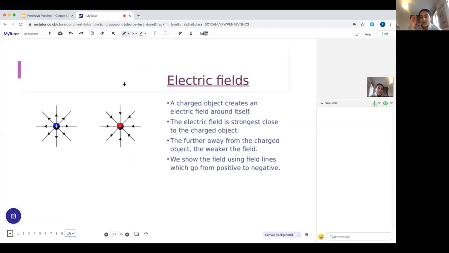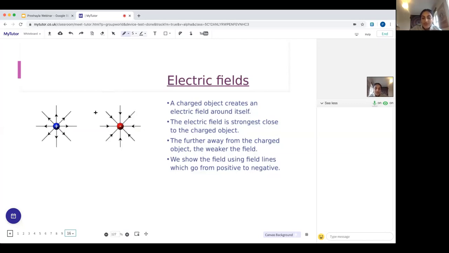If we were to have a single charged object on its own, that's going to create an electric field around itself. So a charged object creates an electric field around itself. The electric field is strongest close to the object and weakest when it's far away from the object. We show this using electric field lines.